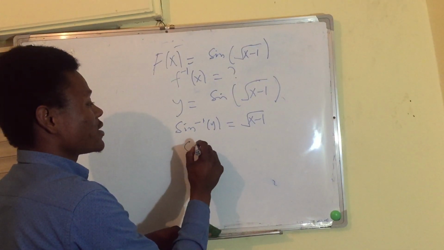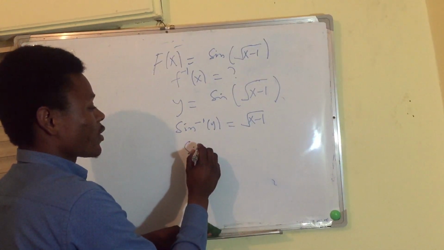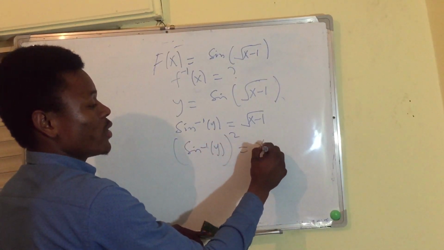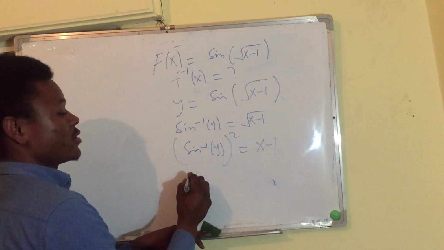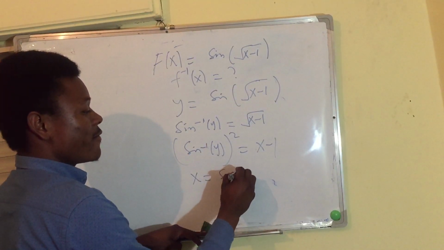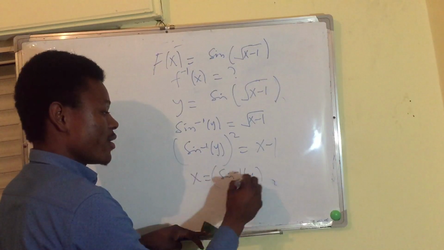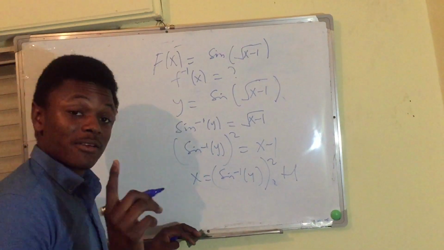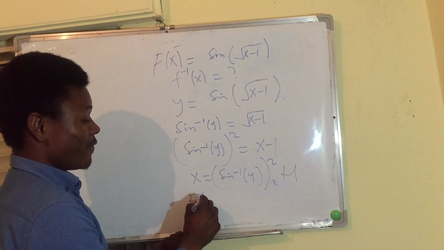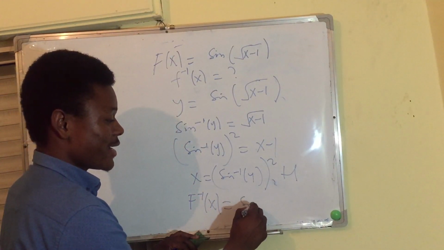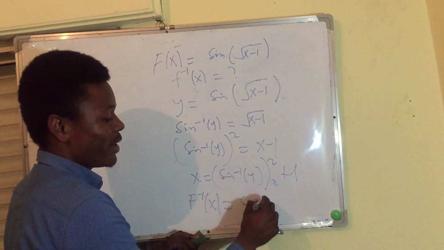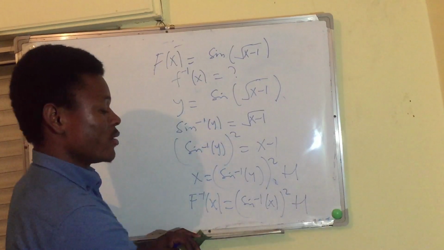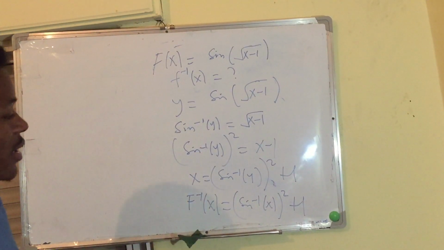So we have sine inverse of y, squared, equals x minus 1. The 1 goes over now. Simple. x equals sine inverse of y squared plus 1. This is x. From here, f inverse of x is sine inverse of x, squared, plus 1. So this is f inverse of x.